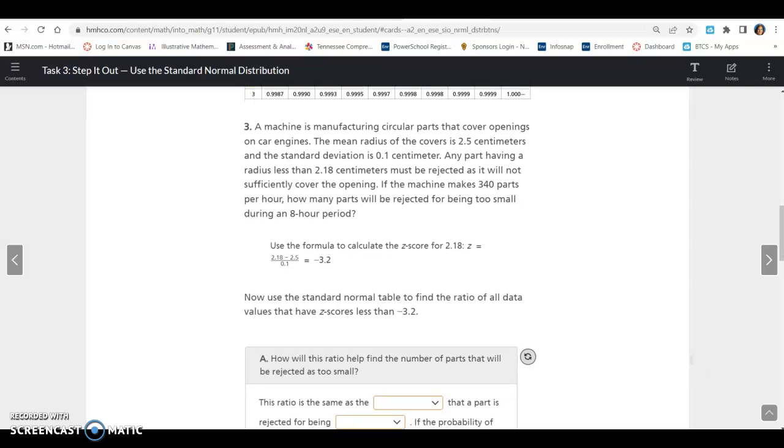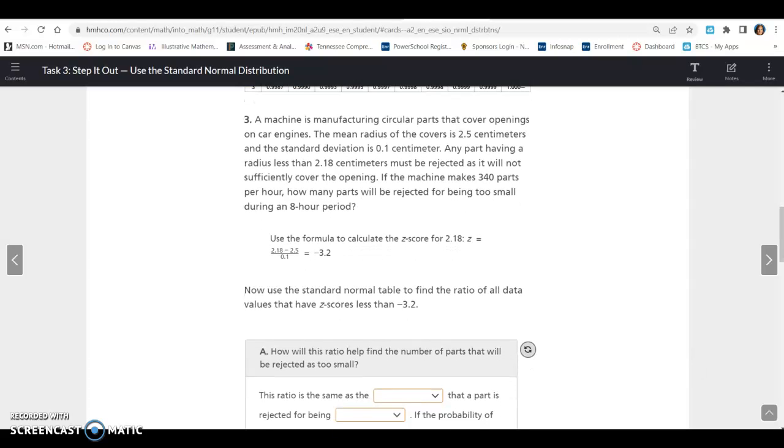Alright, so it says a machine is manufacturing circular parts that cover openings on car engines. The mean radius of the cover is 2.5 centimeters and the standard deviation is 0.1 centimeter. Any part having a radius less than 2.18 centimeters must be rejected, and it will not sufficiently cover the opening. If the machine makes 340 parts per hour, how many parts will be rejected for being too small during an 8-hour period? Alright, so we're first going to use the formula to calculate the z-score for 2.18.